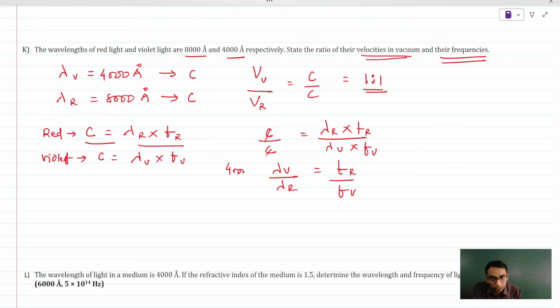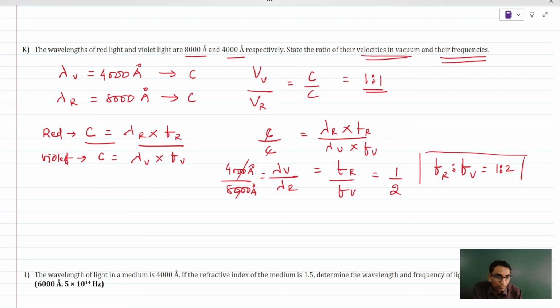So this is 4000 angstrom divided by 8000 angstrom. So the answer is going to be 1/2, or the frequency of red to the frequency of violet, that is equal to 1:2. That is the answer to the problem. And the first one is 1:1.